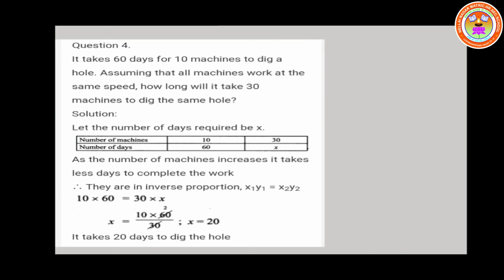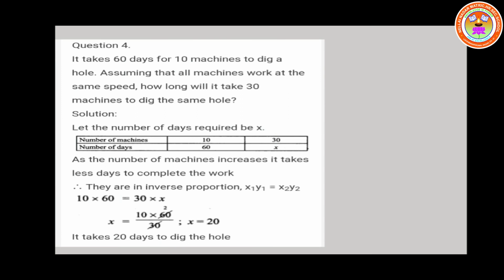So number of machines 10, number of days is 60, that is already given in the question. It takes 60 days for 10 machines to dig a hole. So 10, 60 you take. Then the number of days we have to find, where the number of machines increases to 30. As the number of machines increases, it takes fewer days to complete the work. So the days will automatically decrease. Therefore they are in inverse proportion.